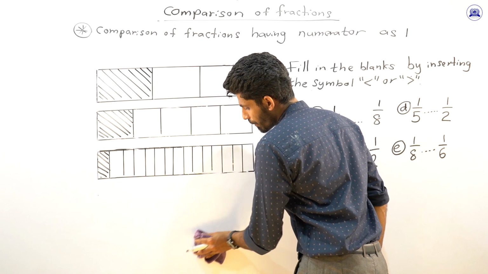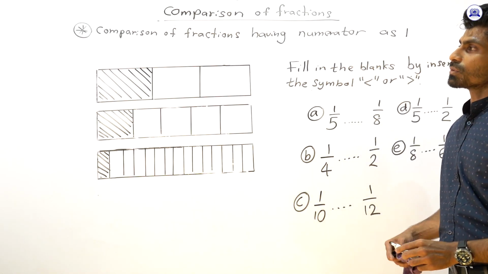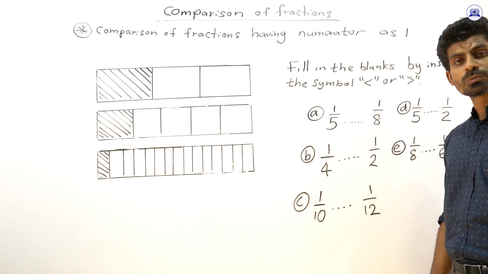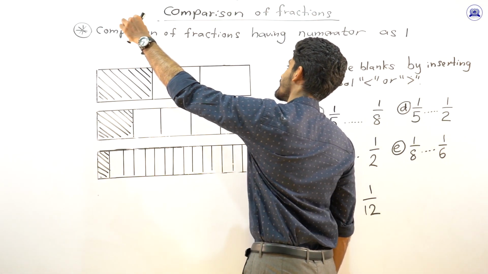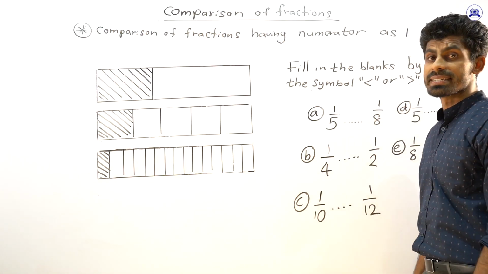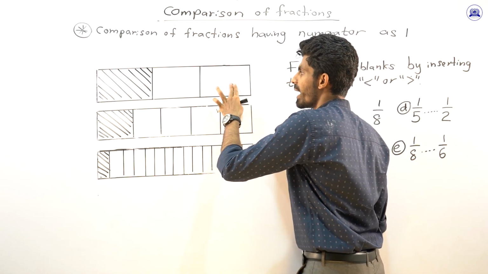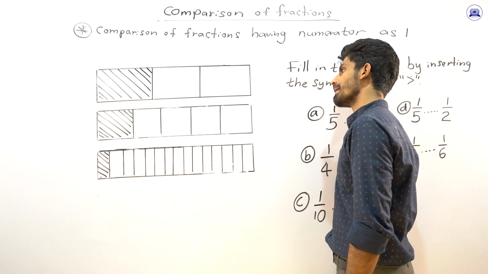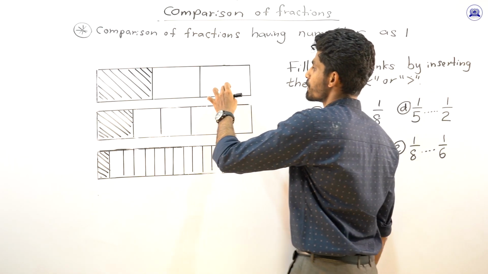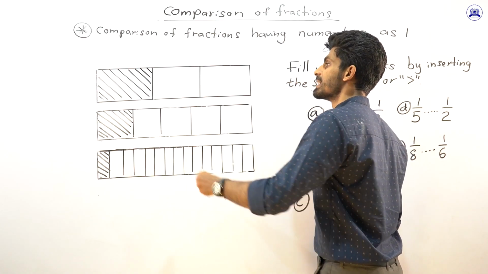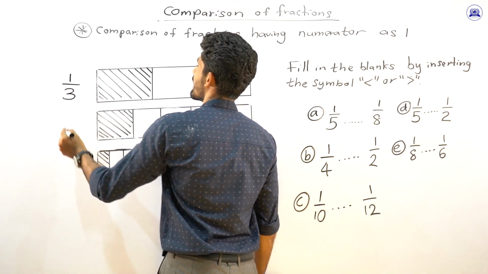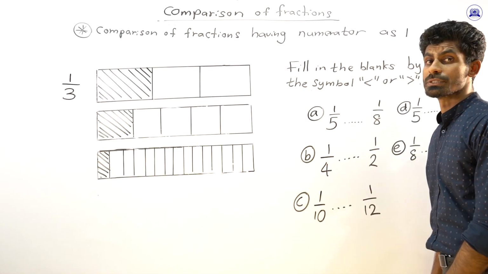I will move to the figure now. Comparison of fractions having numerator as 1. Under the comparison of fractions I have a subtopic, comparison of fractions having numerator as 1. Look at this one. 1, 2, 3 portions are there. So how many portions are there? 3 portions, and I have colored one of them. Numerator as 1 means unit fraction.